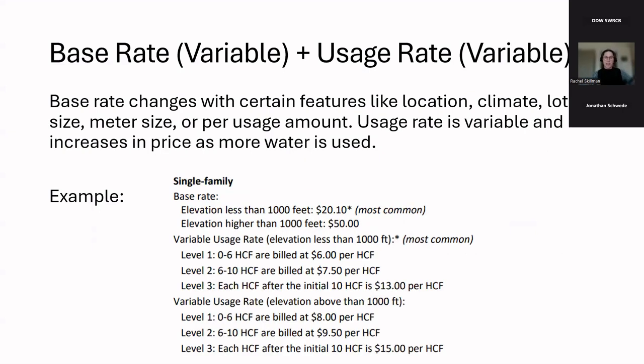And finally, the most complicated one combines the base rate variable and the usage rate variable. So the base rate would change with features like size, location, or usage amount. And the usage rate also changes per tier, so it increases in price as more water is used. Here's a similar example where the base rate varies by elevation, and then the usage rate also varies according to how much water you're using in each billing cycle.